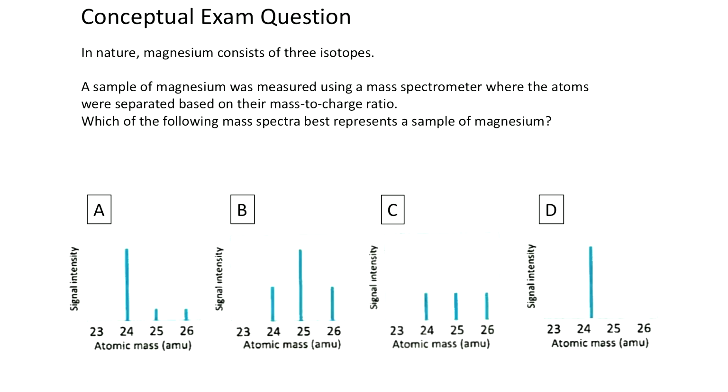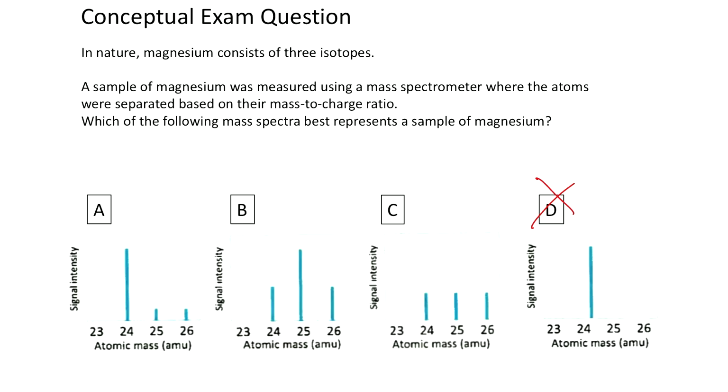So let's eliminate one of the graphs right off the bat. What is the first statement in this question? In nature, magnesium consists of 3 isotopes. So which one of these graphs is wrong? D. Why? There's only one isotope. Yeah, so D is incorrect. So now we have 3 other graphs with a bunch of different lines on them. How do we know which one's right? So there's a piece of information missing.